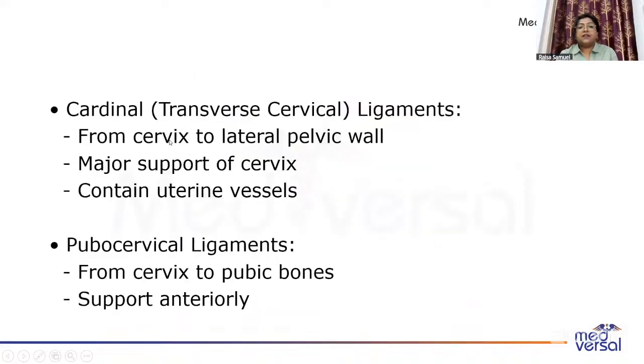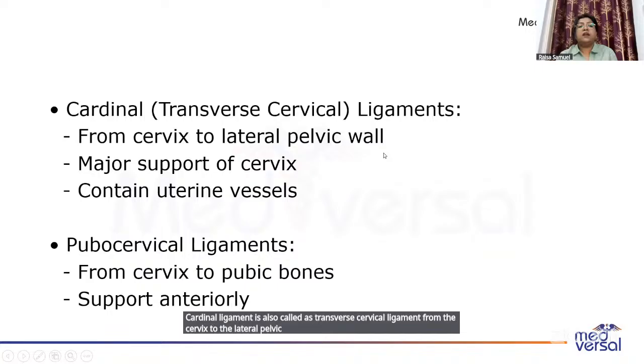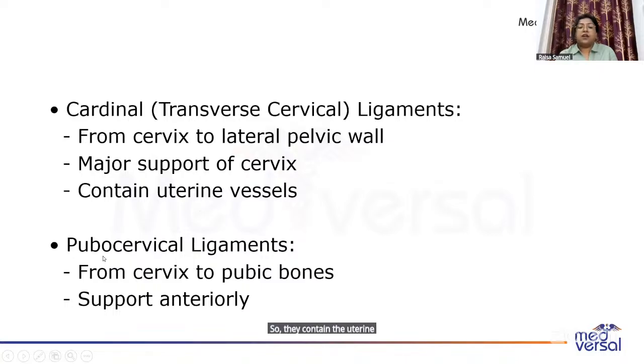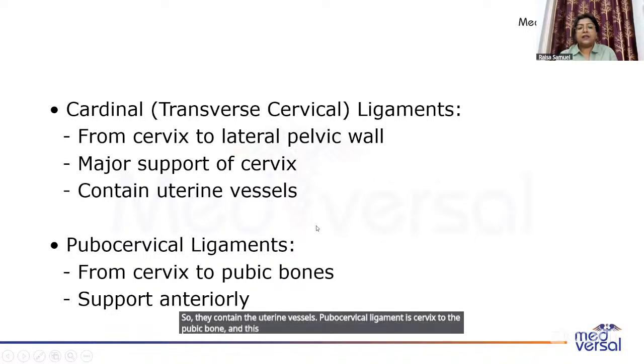Cardinal ligament is also called the transverse cervical ligament, from the cervix to the lateral pelvic wall. This is the major support of the cervix. The uterosacral and the cardinal ligaments are the major support for the cervix, and they contain the uterine vessels. Pubocervical ligament is cervix to the pubic bone, and this supports the cervix anteriorly.